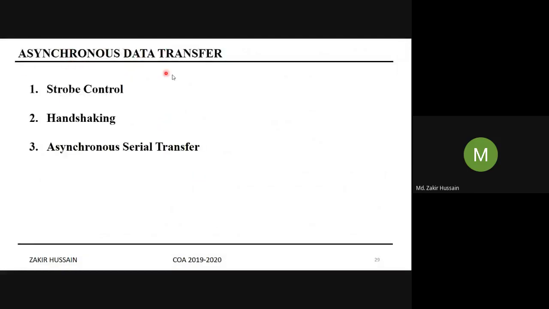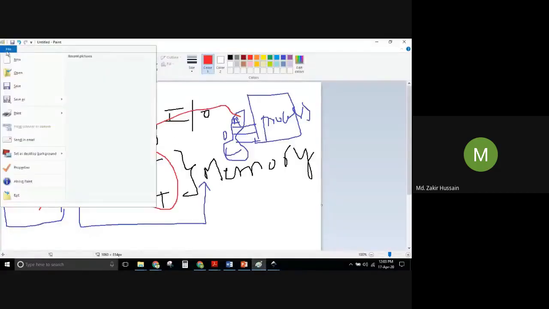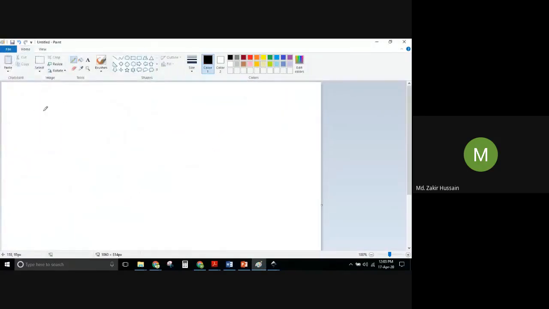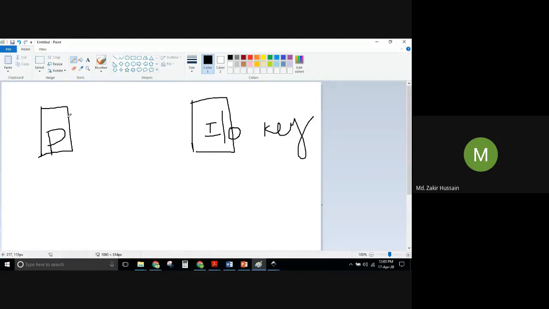Now coming to the next topic, asynchronous data transfer. Before this, we go back to the paint here. Suppose this is my processor P, and here I have my I/O device, maybe a keyboard, for example. Let us say this is a keyboard, this I/O device, and this other I/O is a printer.